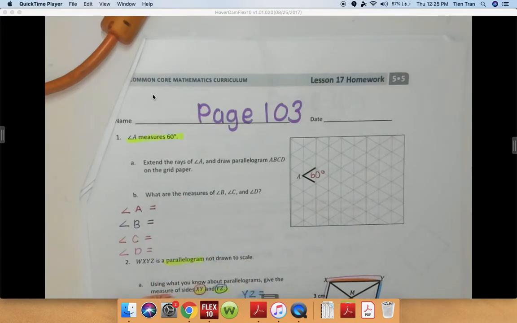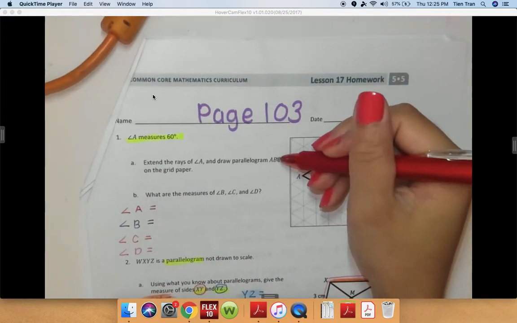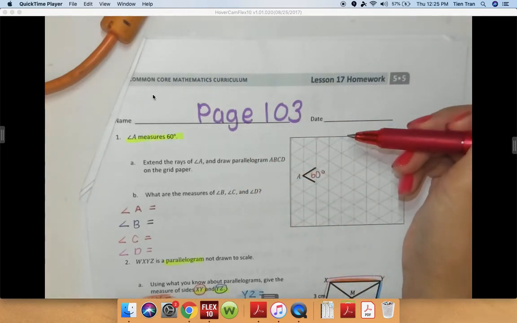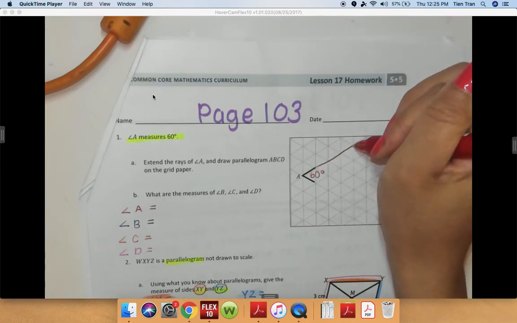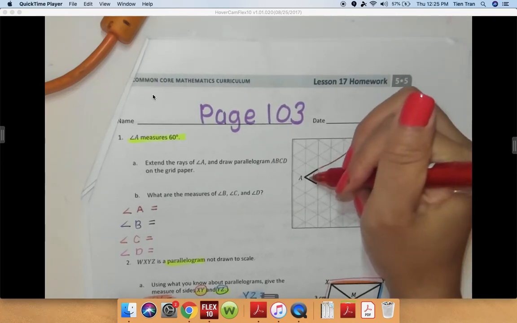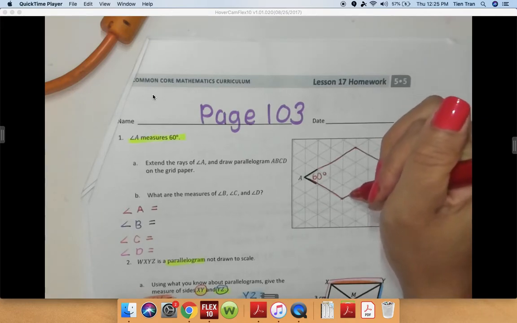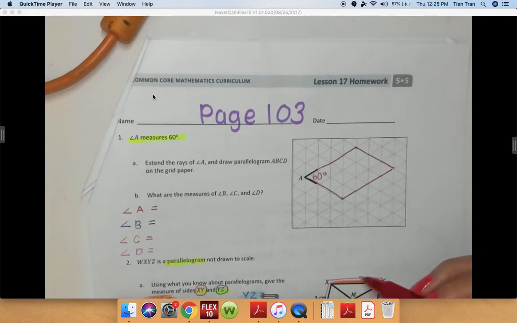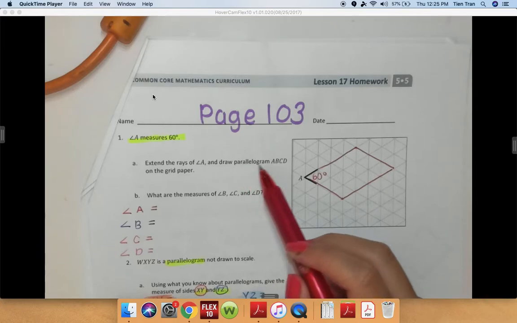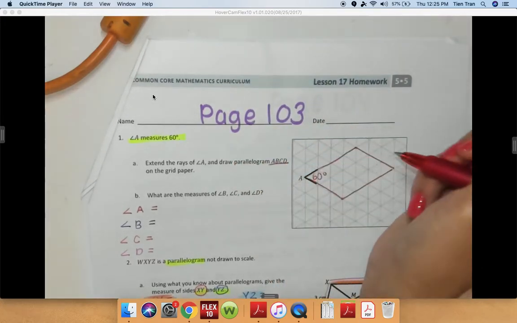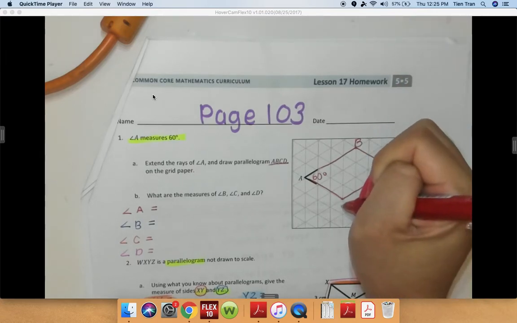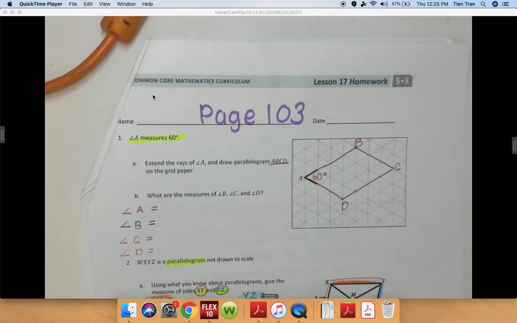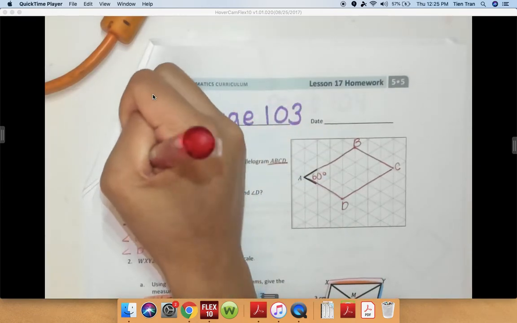Now for problem A, it asks you to extend the rays of angle A and draw a parallelogram A, B, C, D on the grid paper. Ms. Tran, what does that mean? What does it mean to extend? Extend means that you're going to continue drawing it out. And you're going to create your very own parallelogram with the grid lines that they give you here. And now they want you to label it, the parallelogram, A, B, C, and D. That's how I'm labeling it on the grid paper. So I did problem A.